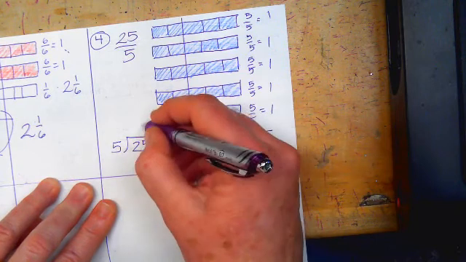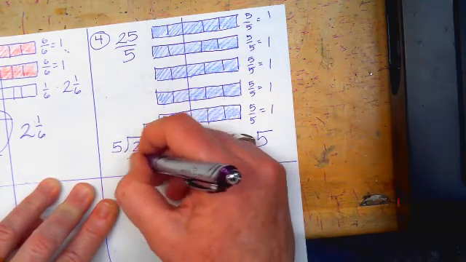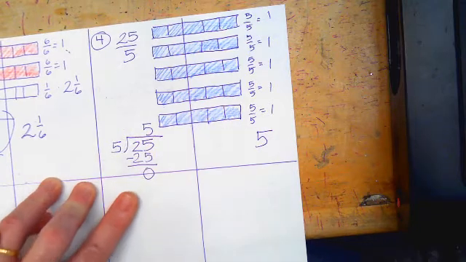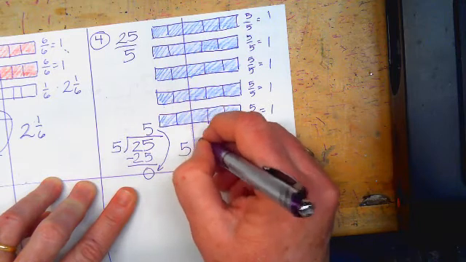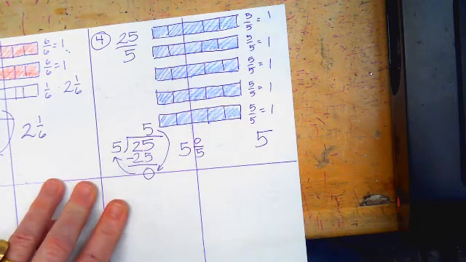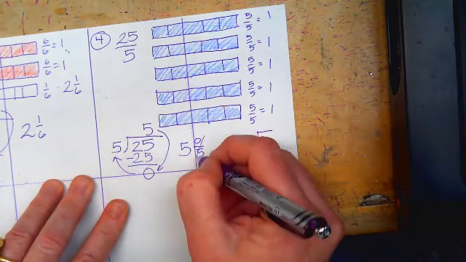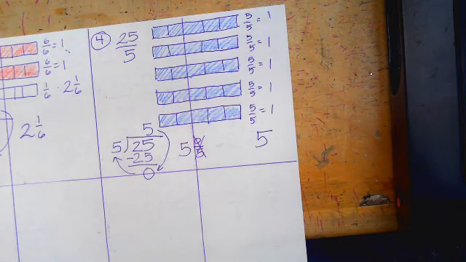So if I go ahead and do the division, I know that 5 goes into 25 5 times. 5 times 5 is 25. And when I subtract, I get no remainders. So this would be the same as 5 and 0 fifths. And there's no such thing as 0 fifths, so you don't really need to write that. It's just 5, whole number 5. Okay? All right.